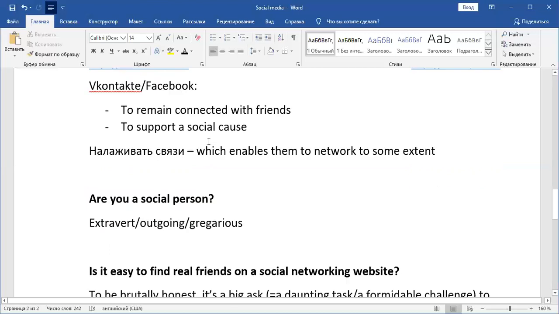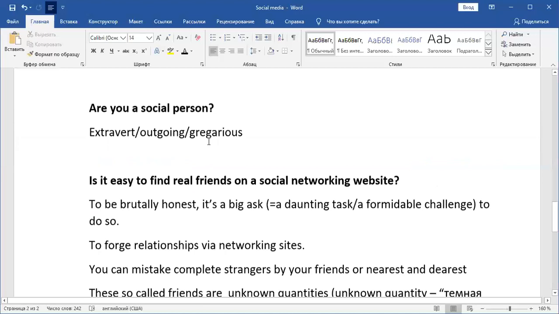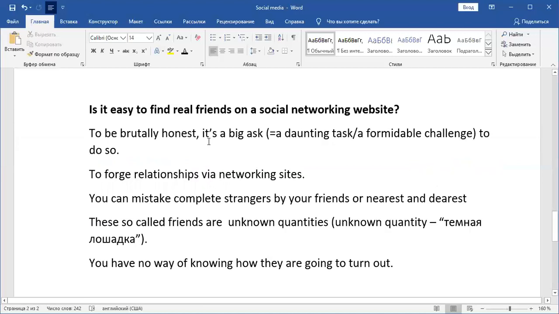Are you a social person? Well, I'd like to offer you a couple of synonyms for social: extrovert, outgoing, or gregarious, right? Then the final question that we'll have a look at is, is it easy to find real friends on a social networking website? So you can say something, to be brutally honest, it's a big ask, or you can say it's a daunting task, or it's a formidable challenge to do so. So it's very difficult. It's not a cup of tea.